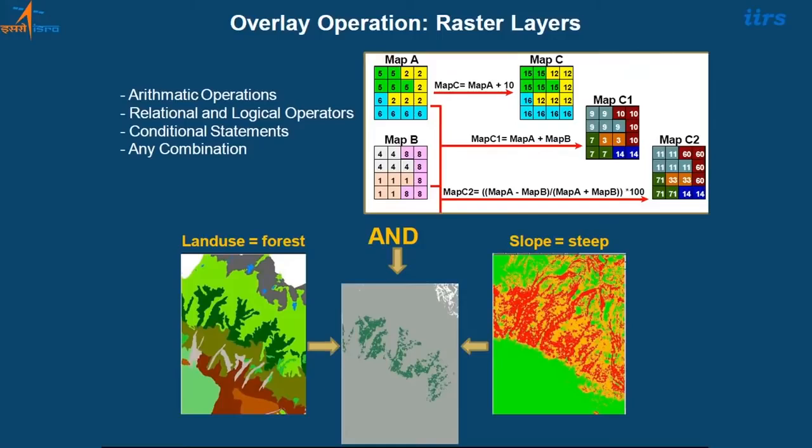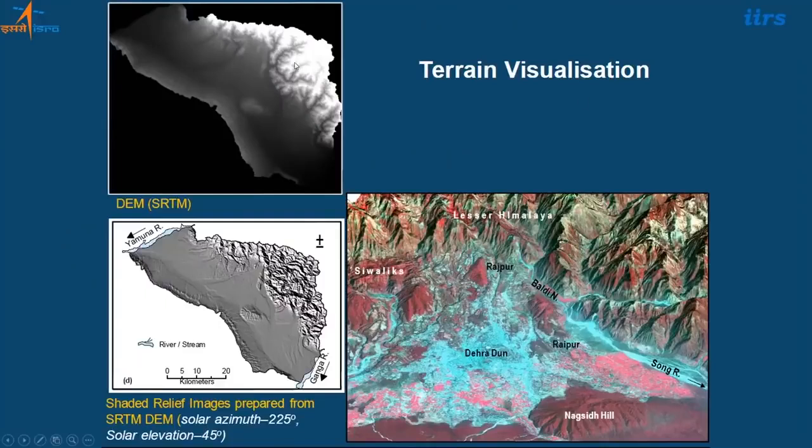Similarly, the terrain visualization. This is one elevation map or height map, we can say. Sometimes we also call it a digital elevation model. So this is the map. Here each pixel represents the height of that location.